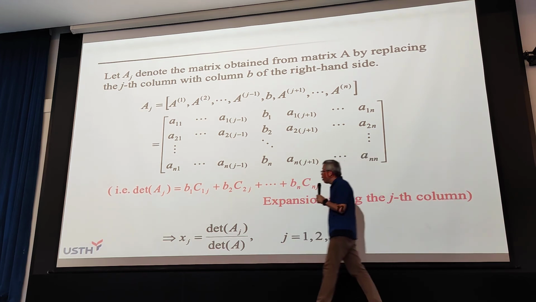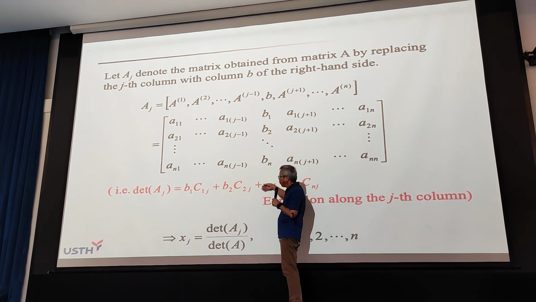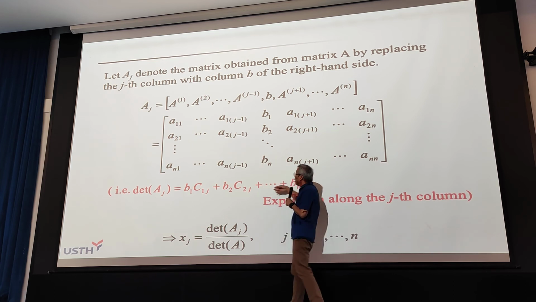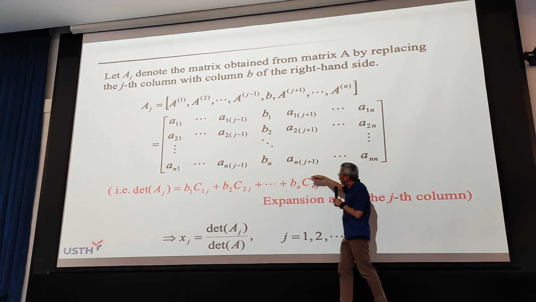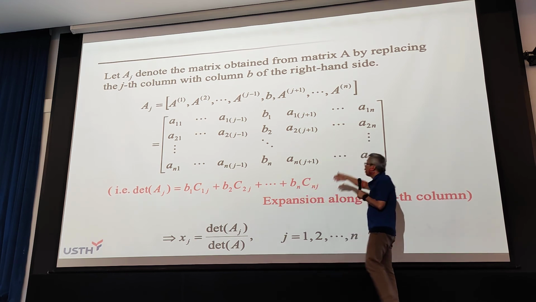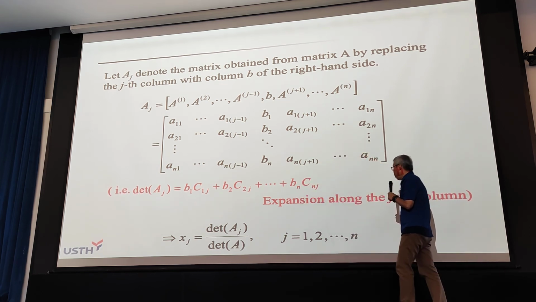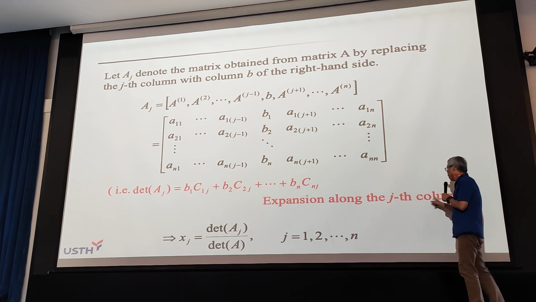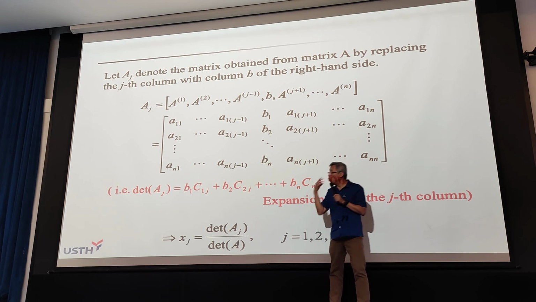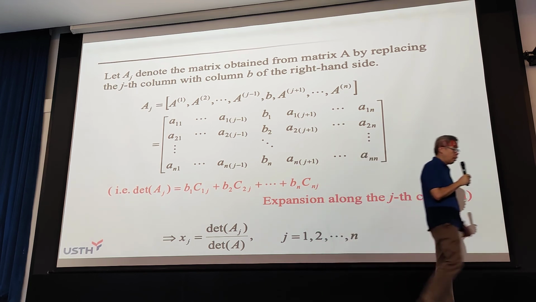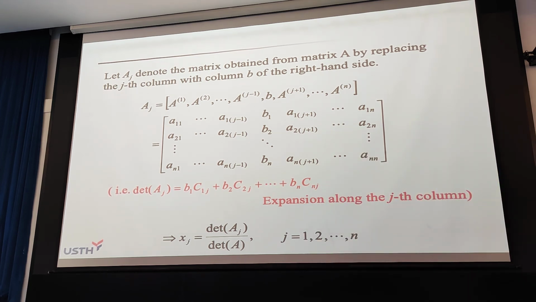Why you can get that? Because if we expand the determinant of Aj along the j-th column, you will get that formula. You need to follow the definition from the last week.